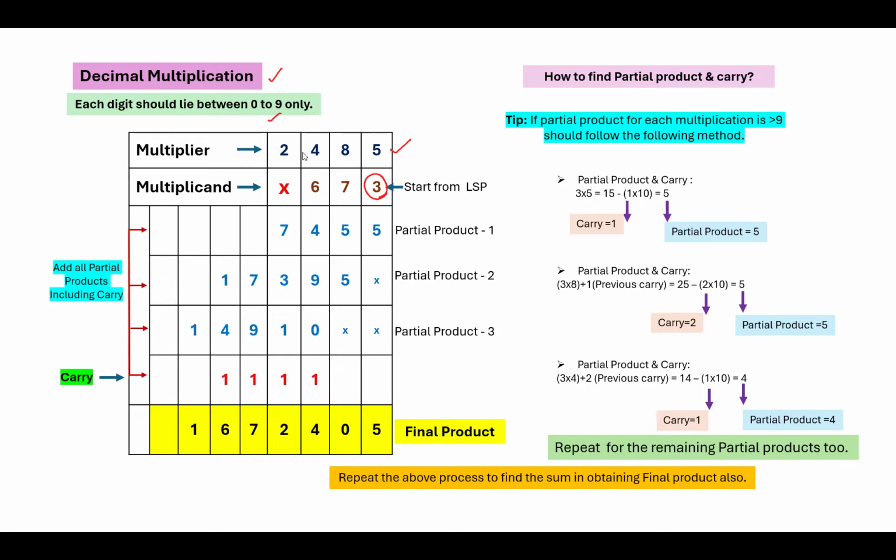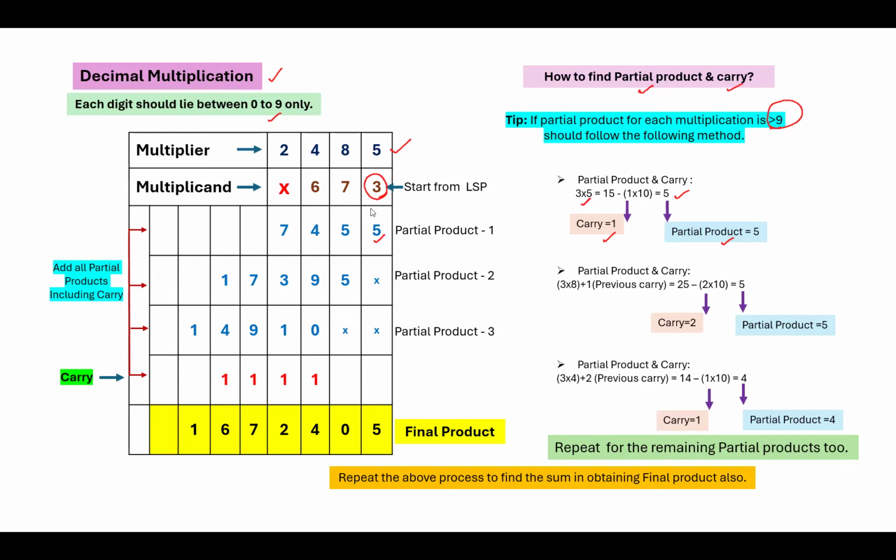Always the multiplication starts from the least significant position of the multiplicand. So when we multiply the multiplier with 3, 3 into 5 is 15. If the partial product for each multiplication is greater than 9, we should follow the following method. Here 3 into 5 means 15, which is greater than 9. To find the partial product digit, out of this 15, how many tens do we have? 15 minus 1 into 10, the difference is 5. So 1 is the carry, the number of tens. 5, the difference, we call the partial product digit. So we write the partial product digit 5 at this place. Keep in mind carry equal to 1.